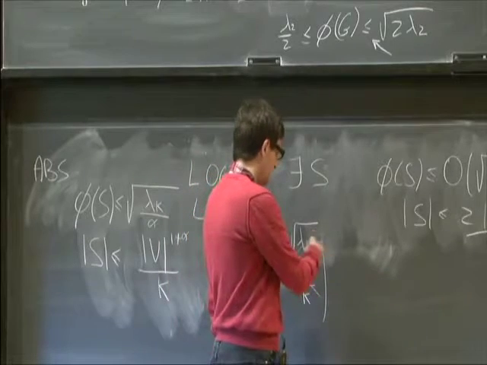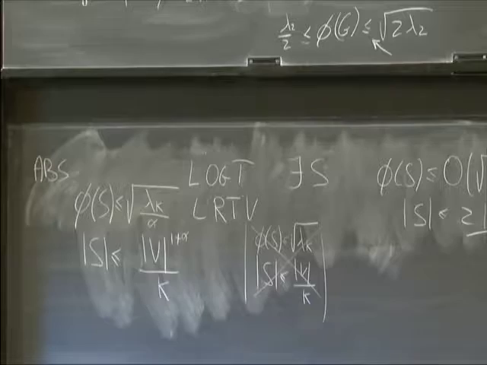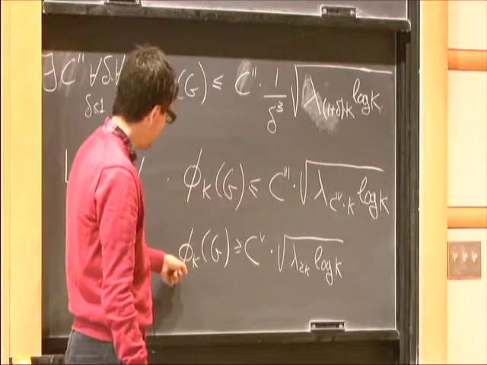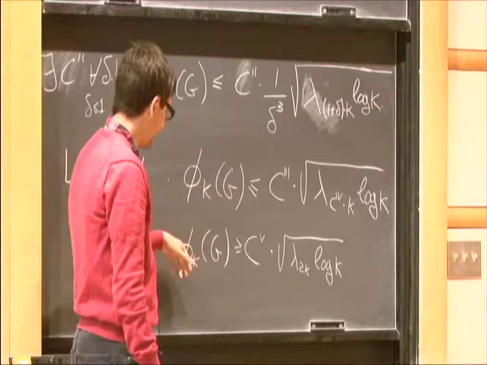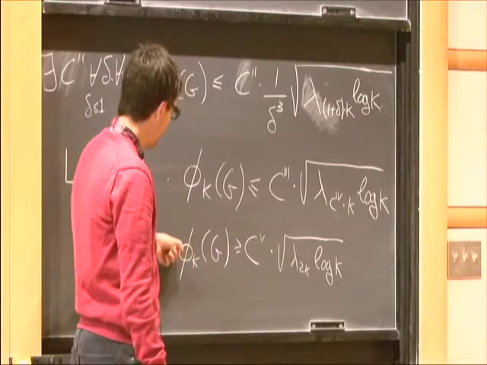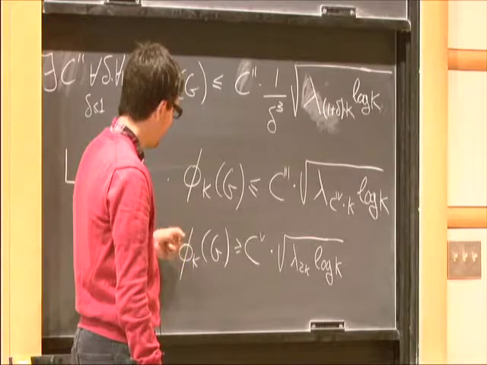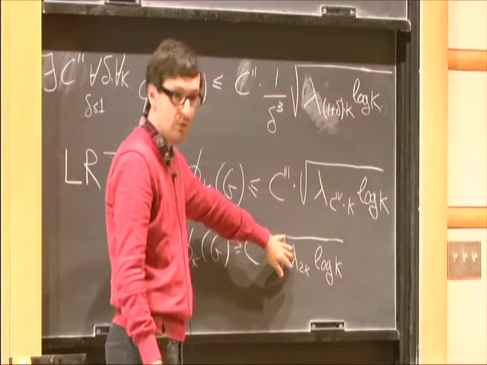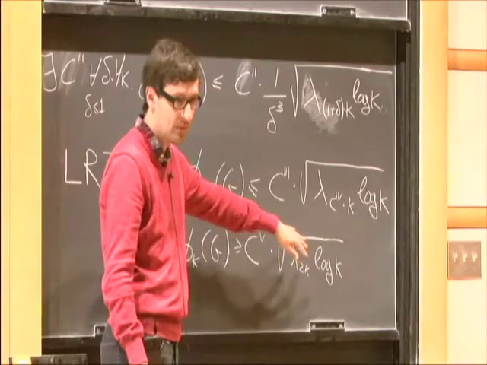So there is a family of graphs for which, if you want to find k disjoint sets, there is a construction where at least one of them will have to have expansion that grows like square root of lambda k, even square root of lambda 2k times log k.